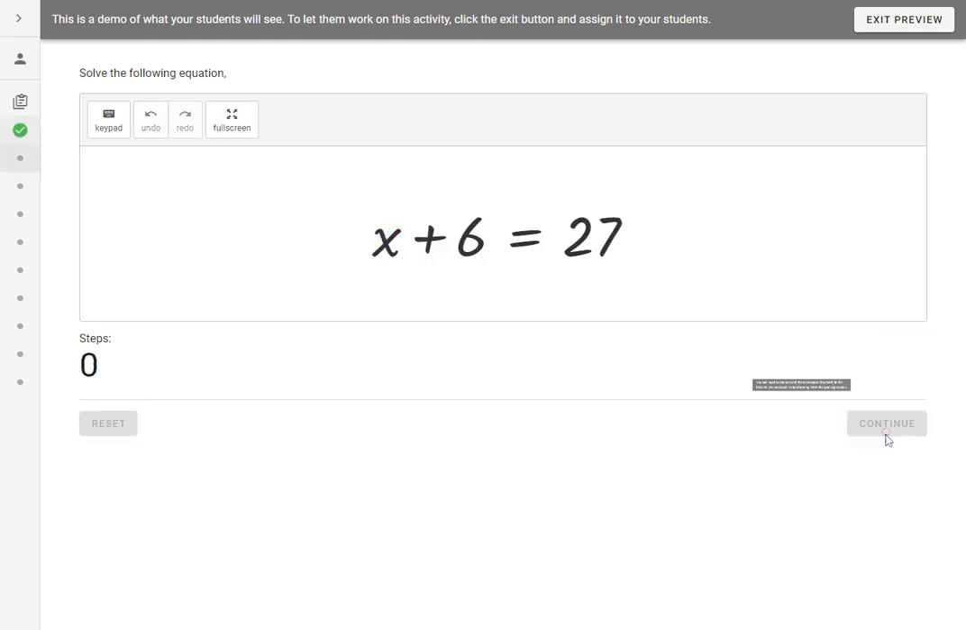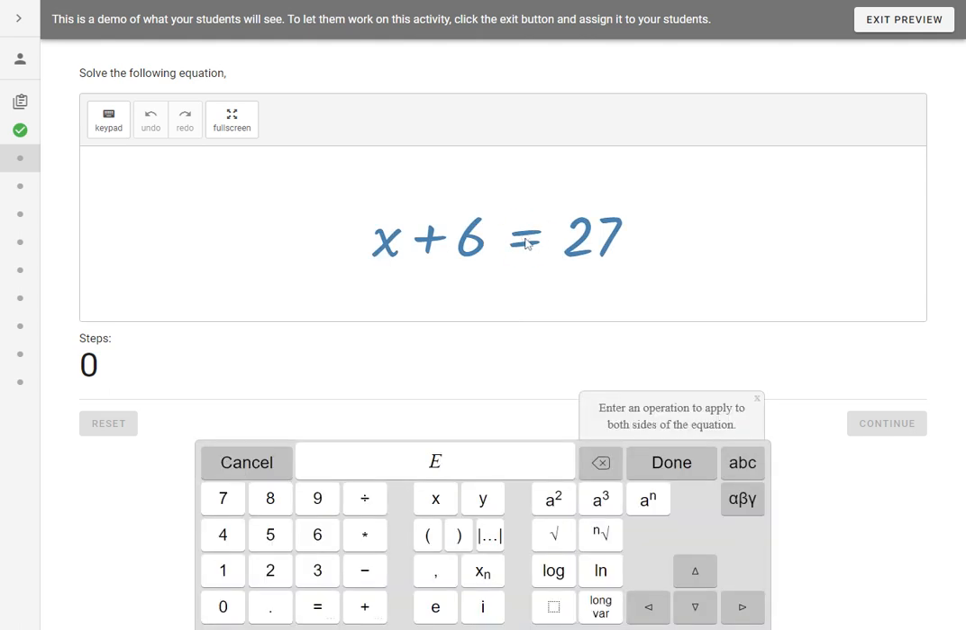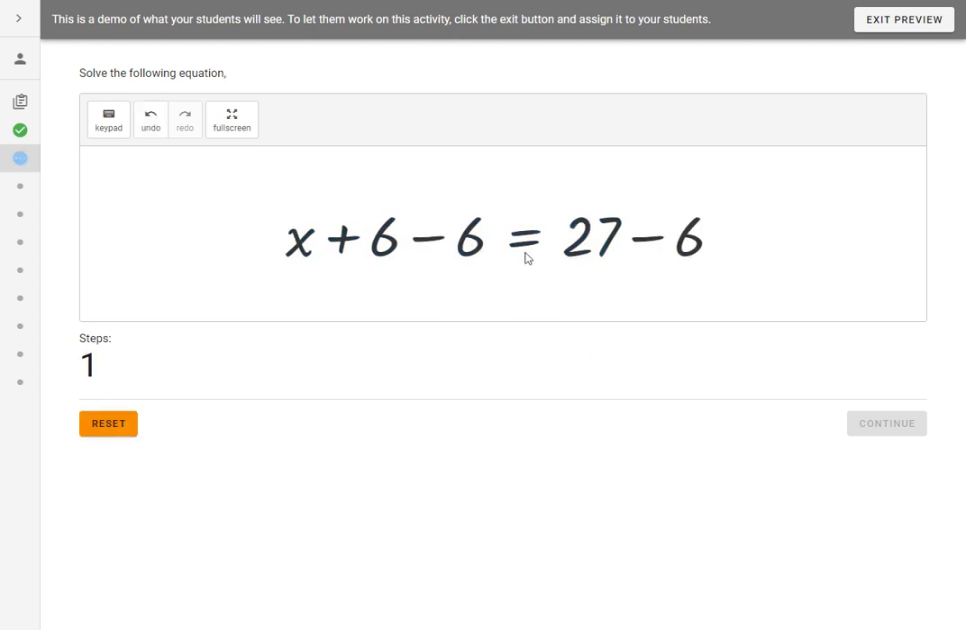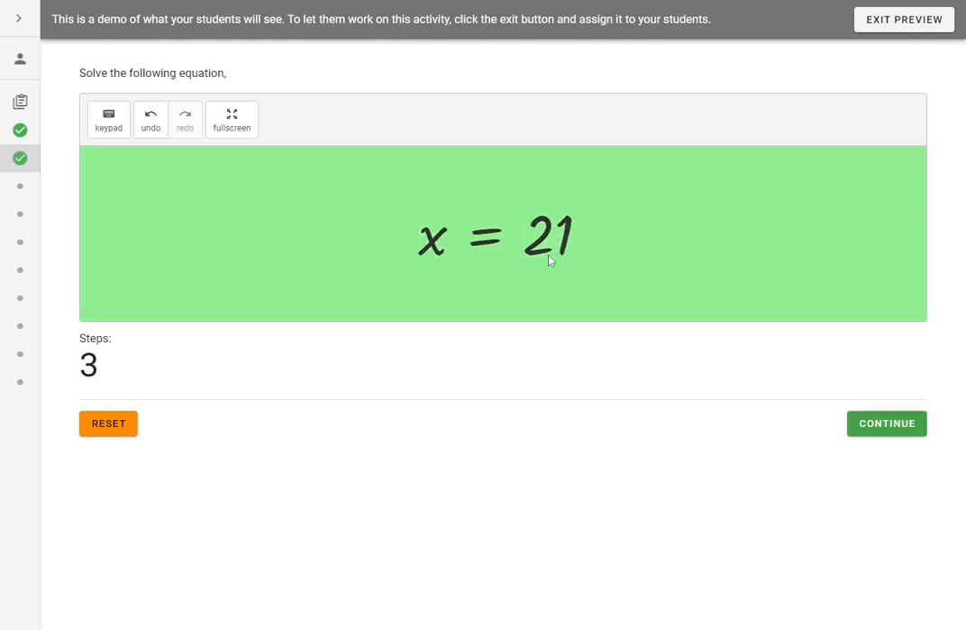Let's see that again. This time x plus 6 equals 27. Push on the equal sign, and this time I'll use the keyboard to go minus 6. And I should subtract 6 from both sides. Click on the subtraction, and we found out that our x equals 21. This time the goal was not given to us, but we found out that we were correct.